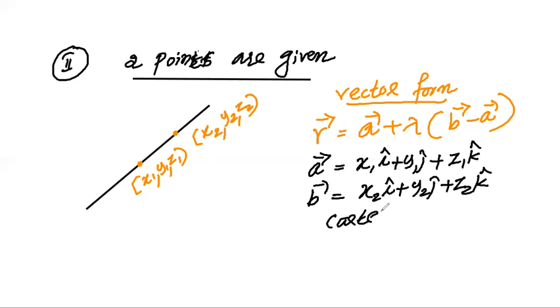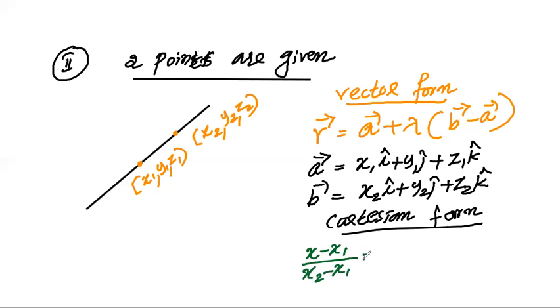Now it's Cartesian format. According to my opinion, Cartesian form of this case is more important than vector form. So Cartesian format, it's very easy. You are given 2 points, x1, y1, z1 and x2, y2, z2 on the straight line in 3D. I'm going to write the equation of that straight line in Cartesian format. It is given by (x minus x1) divided by (x2 minus x1) is equal to (y minus y1) divided by (y2 minus y1) is equal to (z minus z1) divided by (z2 minus z1).